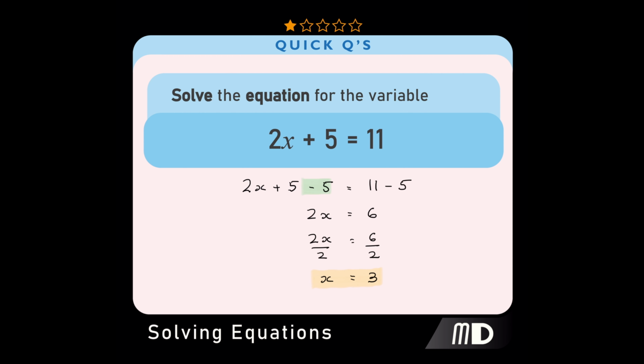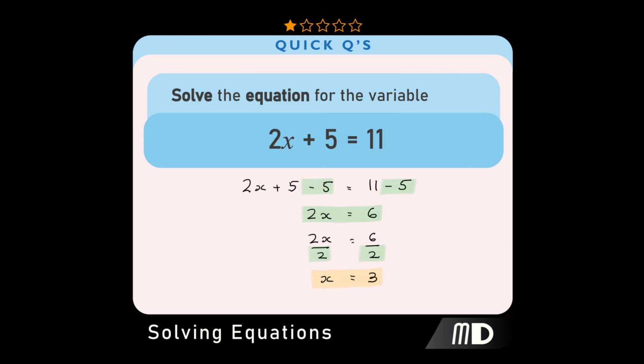Subtracting 5 from both sides gives us 2x equal to 6. Then, dividing both sides by 2 gives us x equal to 3. So the solution to this equation is that x has the value 3.